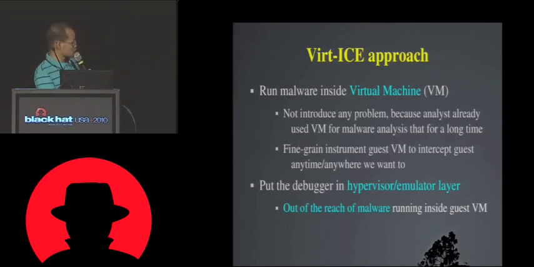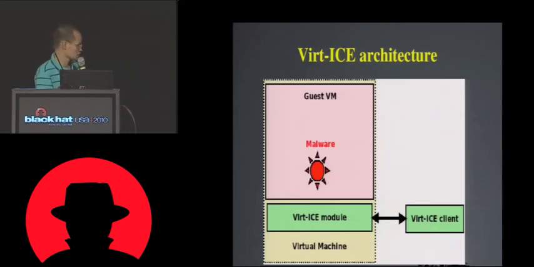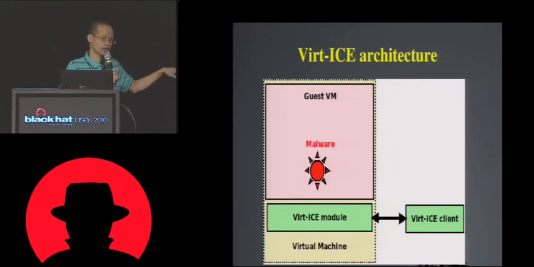And after that, we put the debugger specifically inside the hypervisor or emulator layer of the virtual machine. And the debugger staying here is out of the reach of the malware running inside the guest. The guest cannot attack the debugger running at the lower layer. So here's the architecture. You can see that we run the malware inside the guest VM, and we run the core component of VirtICE in the hypervisor layer.